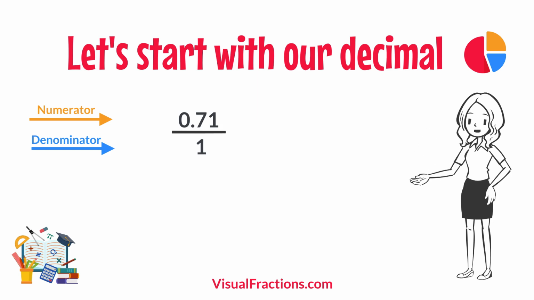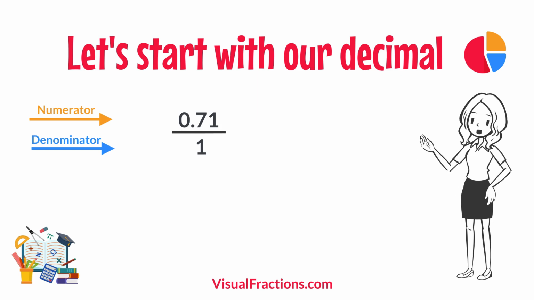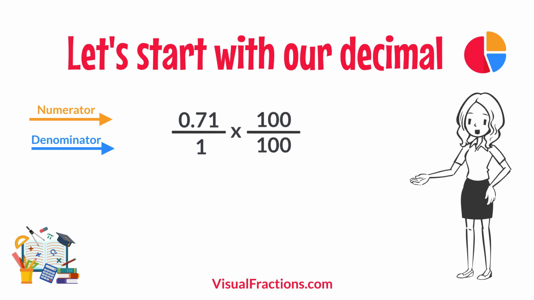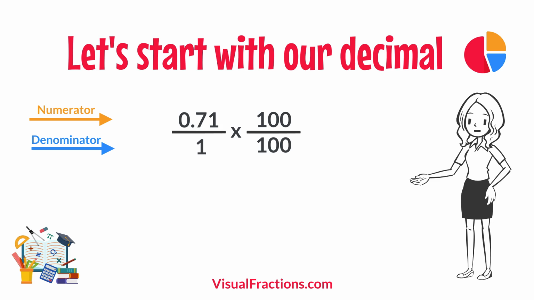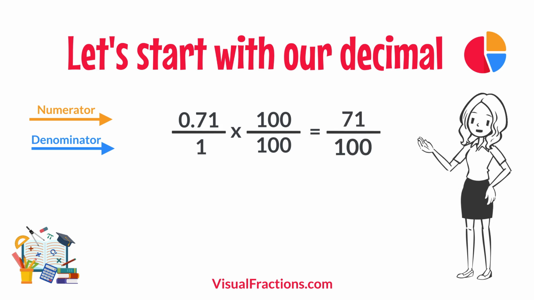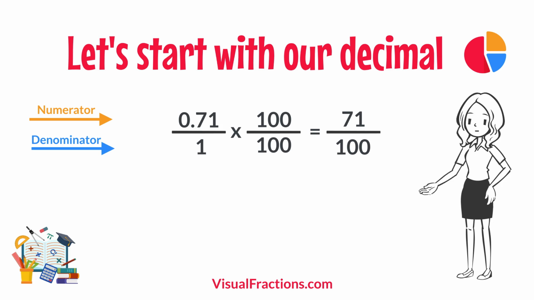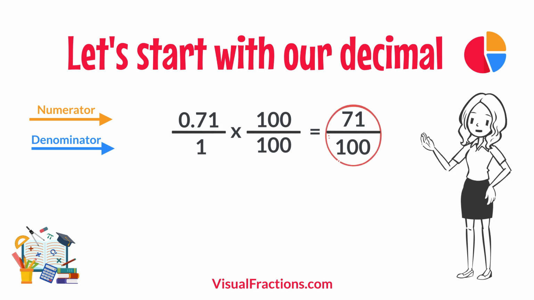This sets up the conversion process where we multiply both the numerator, the decimal, and the denominator, 1, by 100 because there are two decimal places. So, 0.71 times 100 gives us 71, and 1 times 100 gives us 100. This translates 0.71 to the fraction 71 over 100.